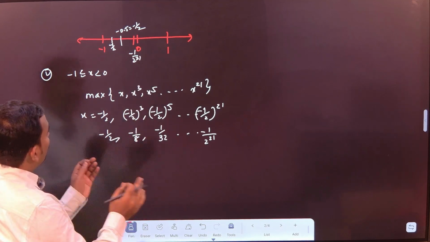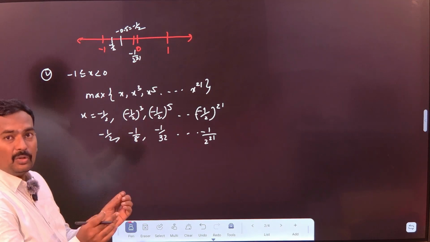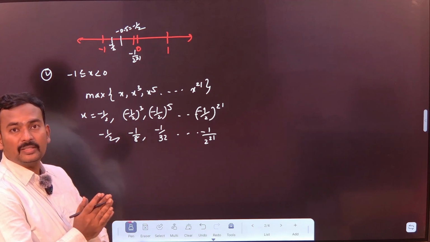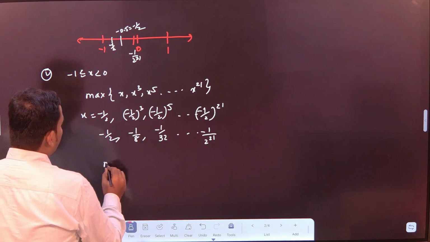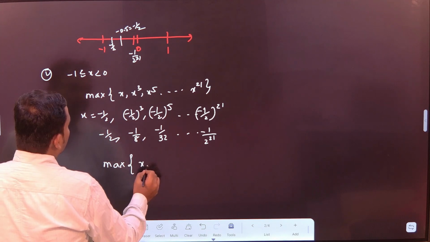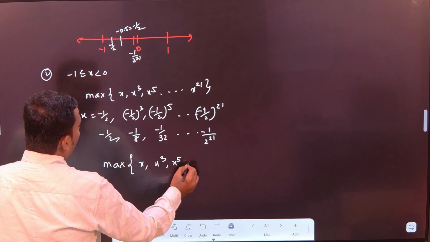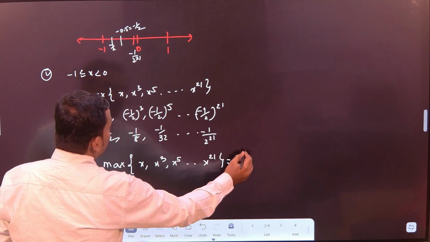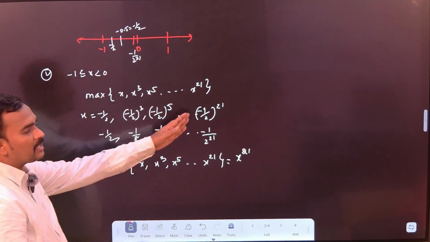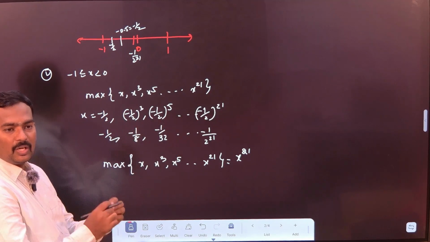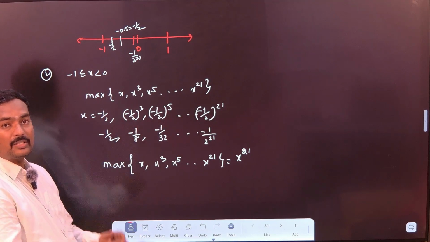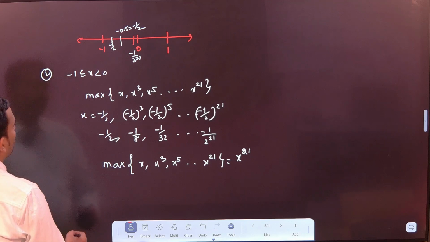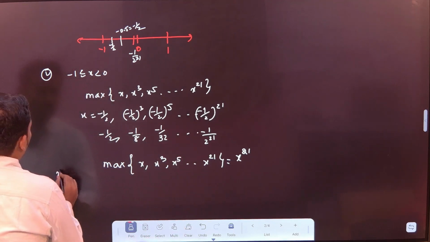Right? This is the very closest to 0. So the very closest to 0 is the maximum among all the negative numbers, right? Therefore the maximum of x, x cube, x power 5, and so on, x power 21, is x power 21. This is the maximum of all of them, the very closest to 0 among all the negative numbers from minus 1 to 0. Clear? Let me check another case.